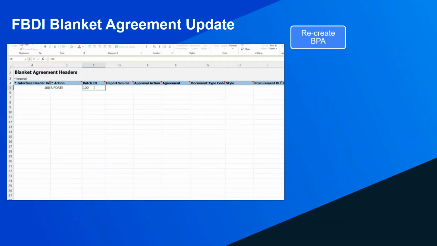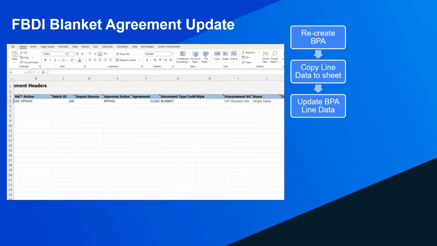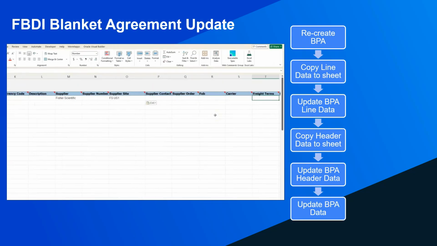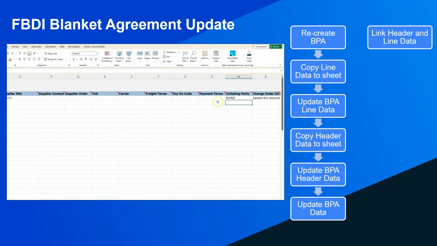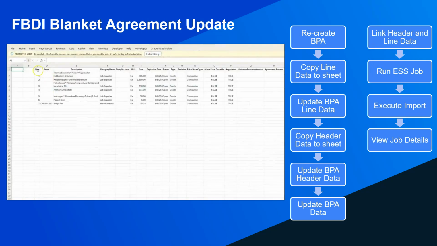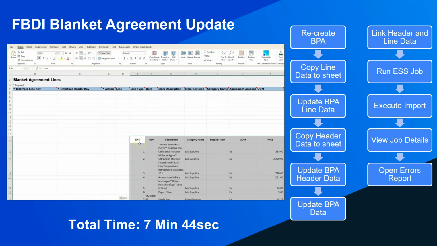FBDI follows a very similar approach, but an even longer process. You recreate the BPA manually, copy lines, update headers, link the different worksheets, run the ESS job, execute the import, and like VBCS, errors only show in the report, which means you have to manually reconcile back to Excel.